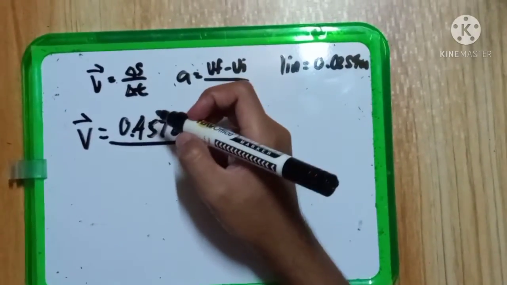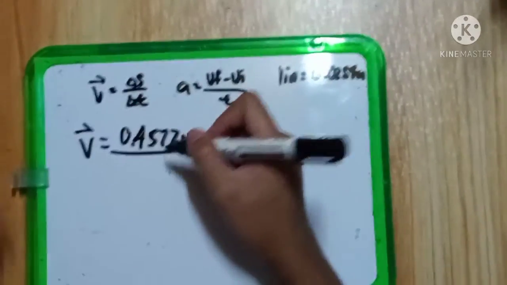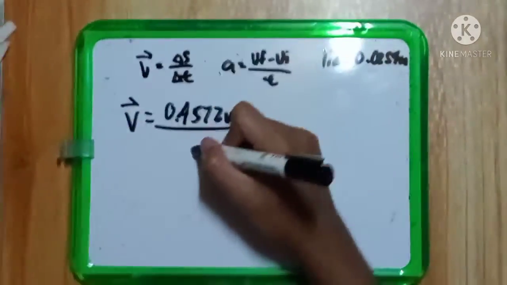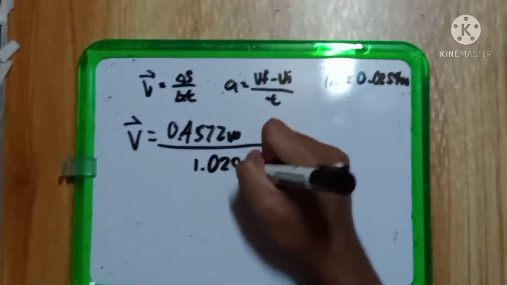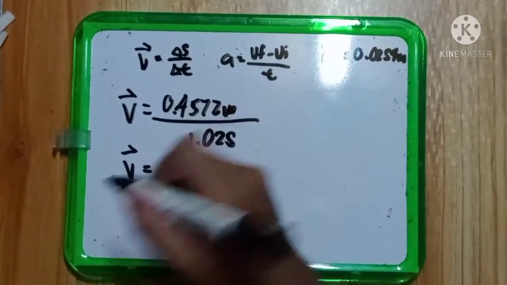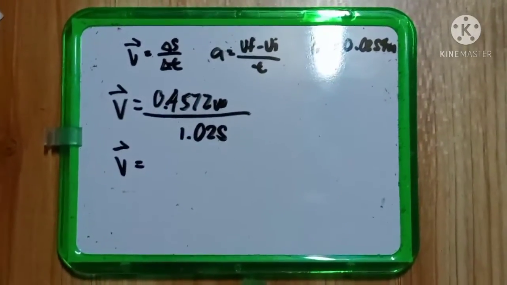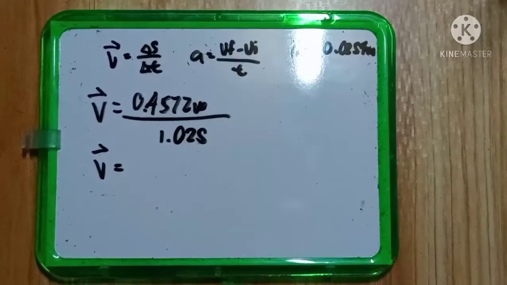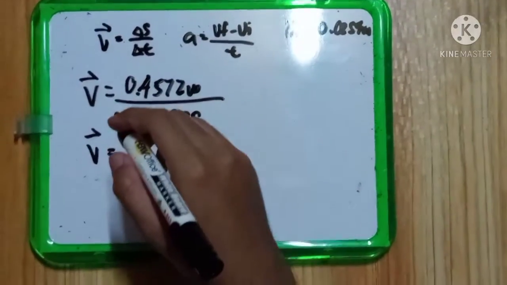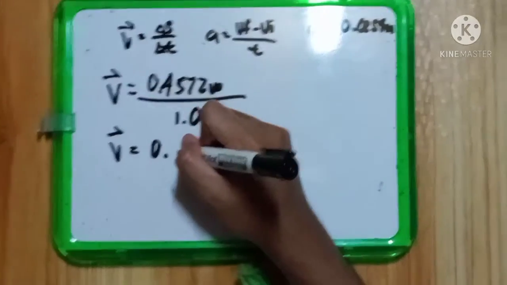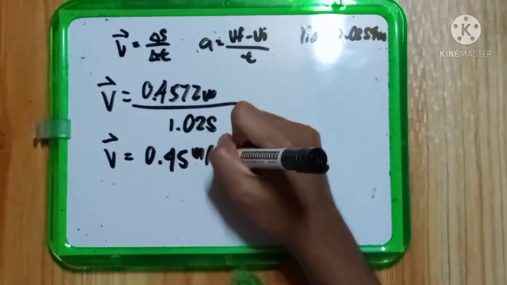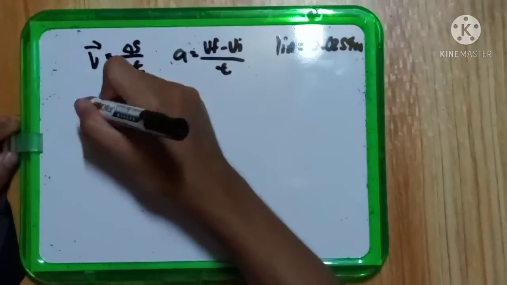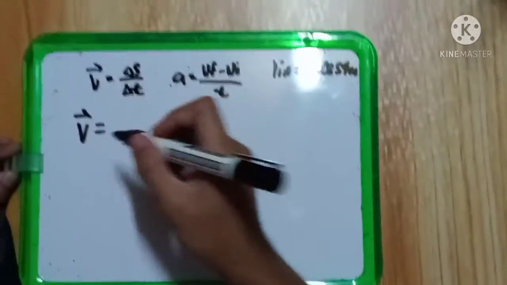divided by the average time we got for the third strip, which is 1.02 seconds. So the velocity will be 0.4572 divided by 1.02. This would be 0.45 meter per second. Now same procedure as follows. Let's find the acceleration. So let's get first the velocity.